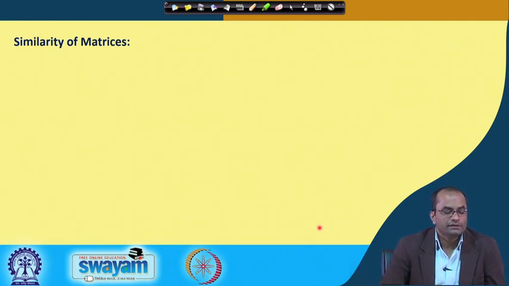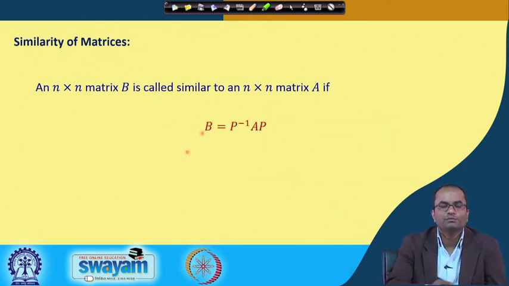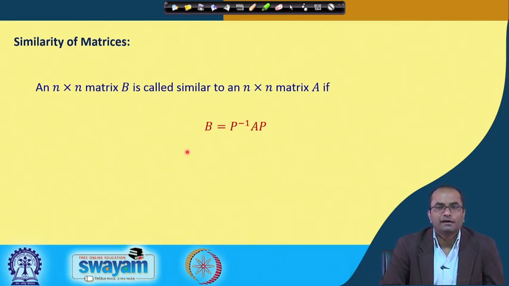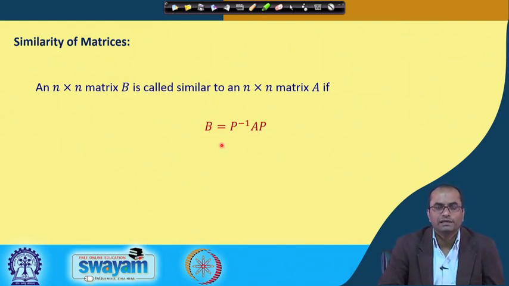There is a concept here, the similarity of matrices, which we will introduce here, and we will continue further discussion in the next lecture. An n cross n matrix B is called similar to an n cross n matrix A if we have B is equal to P inverse A P. If we have this relation between the matrices A and B, then we call B similar to the matrix A, or A similar to the matrix B.